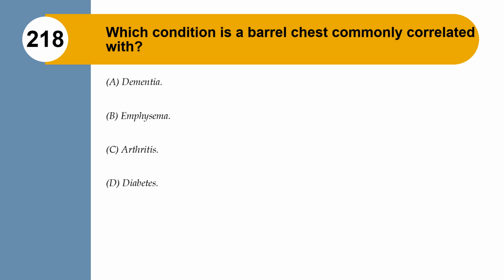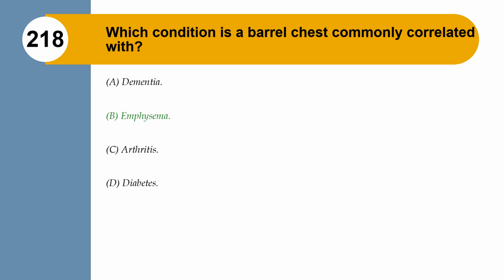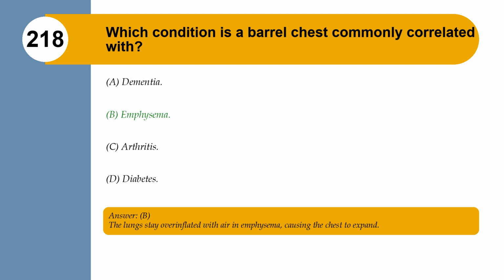Question 218. Which condition is a barrel chest commonly correlated with? Option A, dementia. Option B, emphysema. Option C, arthritis. Option D, diabetes. The correct answer is option B, emphysema. Explanation. The lungs stay overinflated with air in emphysema, causing the chest to expand.